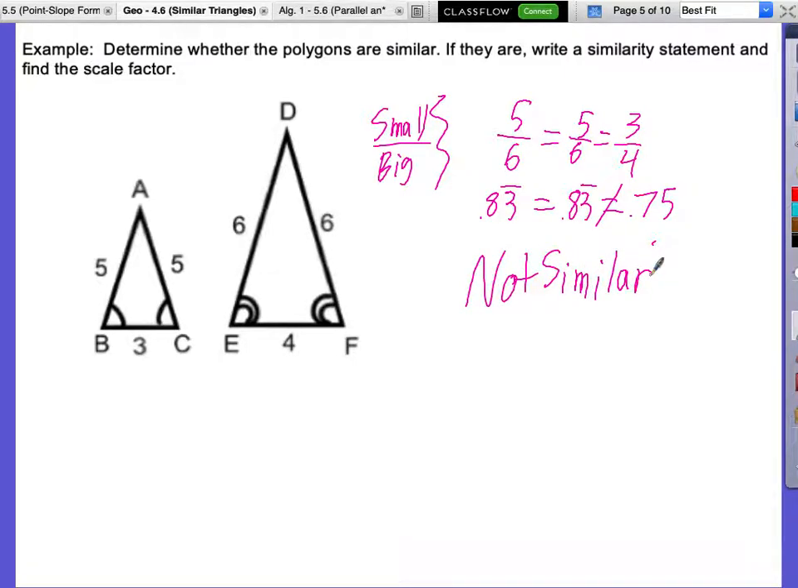Not similar. And this would be enough of an explanation because we know that the ratios are not equal. If you show me that, you write not similar, I know exactly what you did and I agree with you. Could we also look at the angles? Because corresponding angles need to be congruent. Is angle B congruent to angle E? No. Is angle C congruent to angle F? No. So could we have known that this was not similar? Yeah, we could have. Okay. Review time. So let's look right below this.